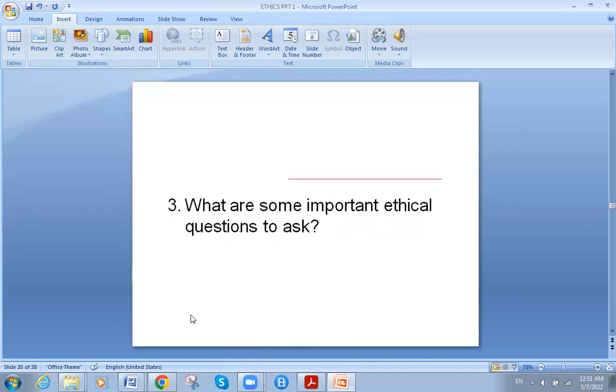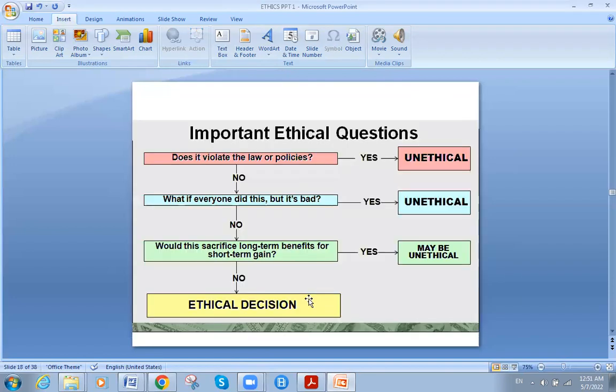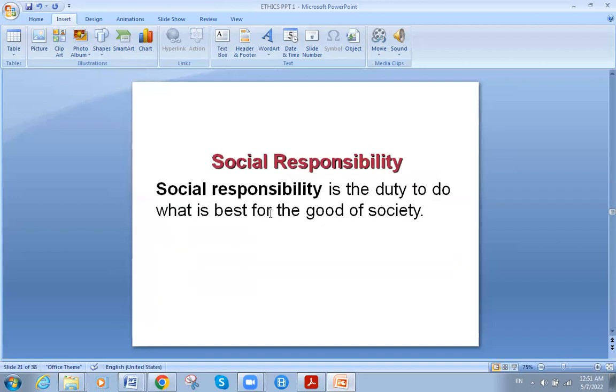What are some important ethical questions to ask? It's the same questions which we asked here before. Here it is. Those are the ethical questions which we have to ask. We'll come back now to another topic that is called social responsibility, and this will be on the next video, number 4. What do we mean by social responsibility?